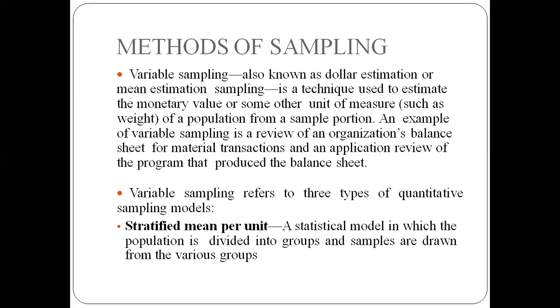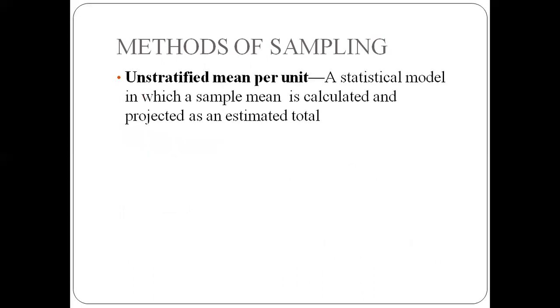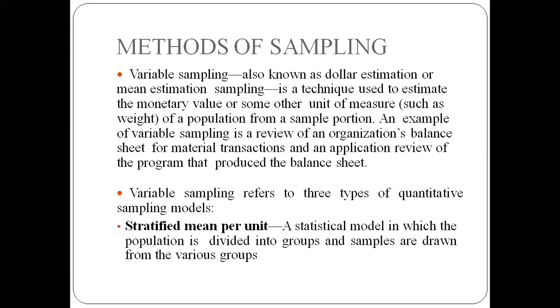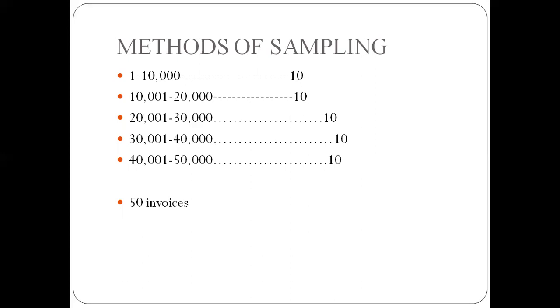So we have 3 types of variable sampling. We have stratified mean per unit, we have unstratified mean per unit, we have difference estimation. Now, what is stratified mean per unit? Stratified mean per unit means the population is divided into strata, into classes. Then from each class you can pick your sample. So we have invoices. Maybe you want to audit invoices and you have perhaps 10,000 invoices in that organization in the year. How do you do the test for 10,000 invoices? Okay, and you have 3 weeks.